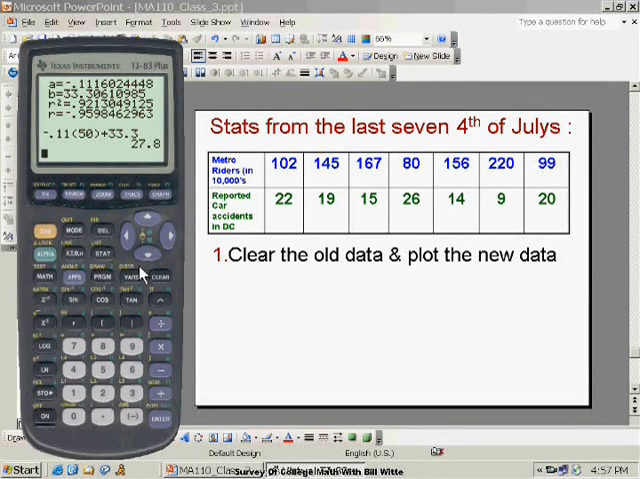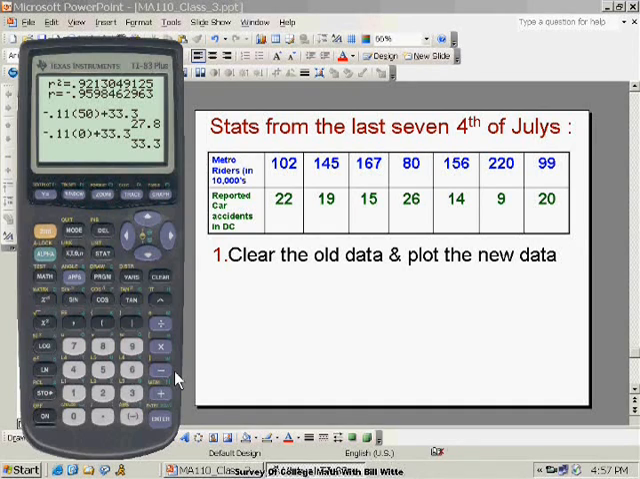I wonder how many accidents would occur if nobody rode the metro. That's pretty easy. You can do it in your head, but let's just show you. It would be negative 0.11 times what? Times 0, plus 33.3. So the prediction with nobody riding the metro is, of course, higher. We're going to have 33 accidents, 33.3 accidents.